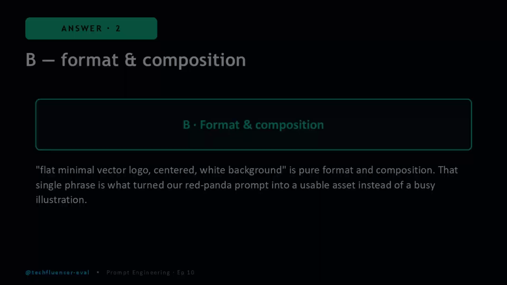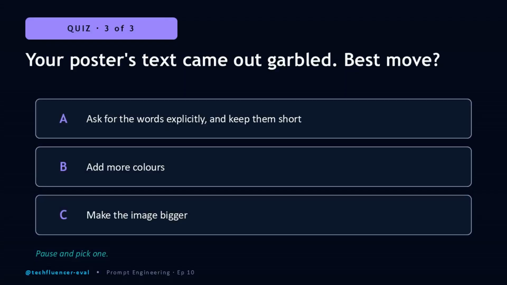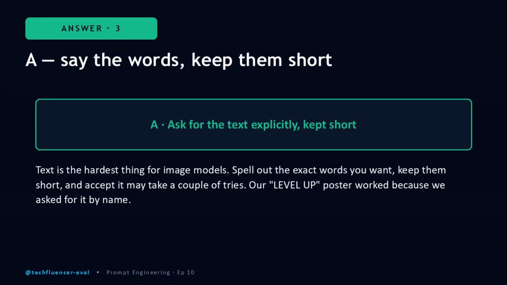Last one. Your poster's text came out as garbled nonsense. What helps the most? A. Ask for the words explicitly and keep them short. B. Add more colors. Or C. Make the image bigger. Last guess. The answer is A. Text is the hardest thing for image models, full stop. Spell out the exact words, keep them short, and be ready for a couple of tries. Our level up poster only worked because we asked for those words by name.